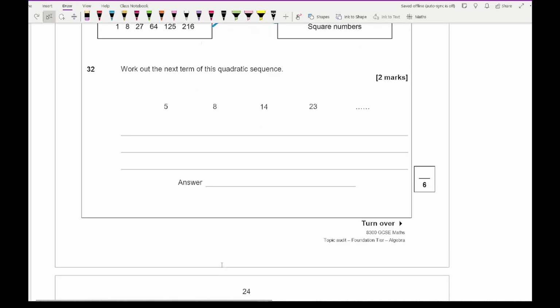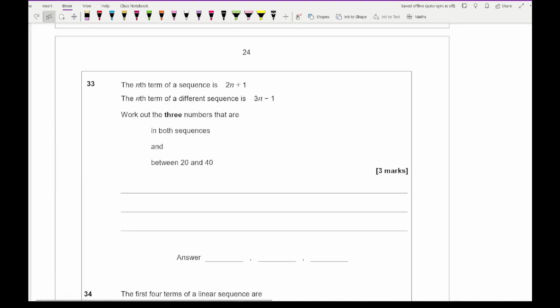Then moving on to question 32, it says work out the next term of the quadratic sequence. Now in a quadratic sequence, you always end up with a double difference. So here, if we work out the difference between the numbers, we end up with plus 3, plus 6, and plus 9. As you can see, the differences are going up in the 3 times table. So that means the next difference is going to be 12, and 23 plus 12 gives us an answer of 35.